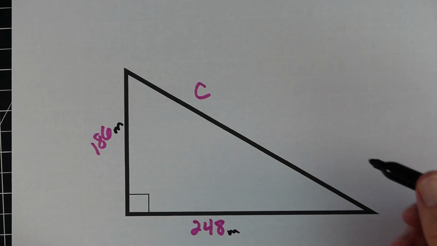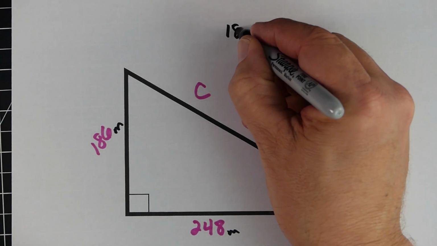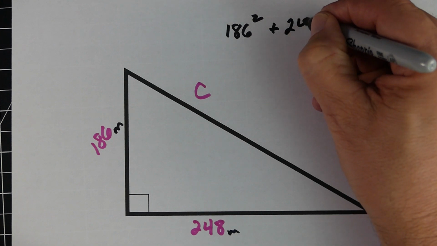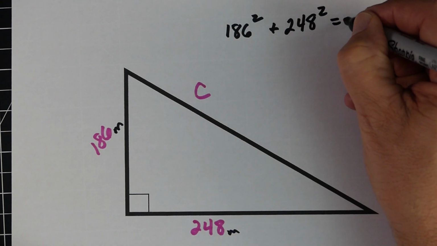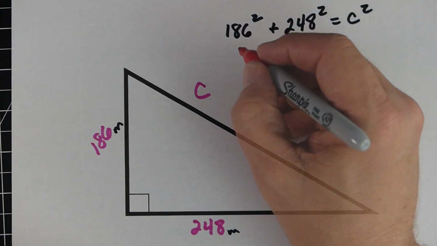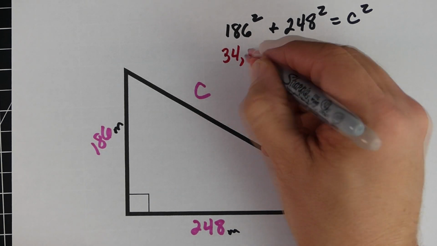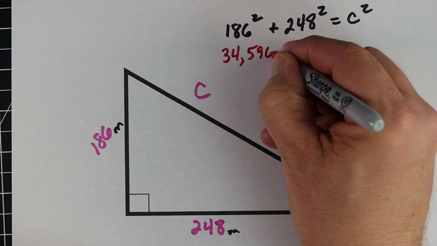So on this one right here, now numbers are getting a little bigger. One of the legs is 186 meters. The other one is 248 meters. So we're talking some pretty big numbers here, and that's going to equal c squared. We square both of these numbers, and again, we're getting some huge numbers here.